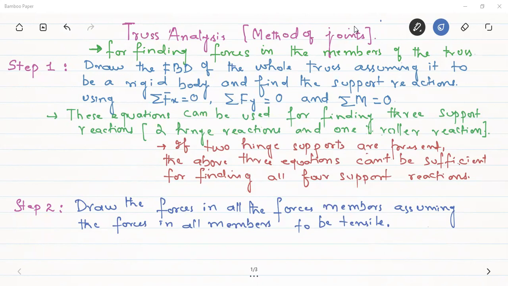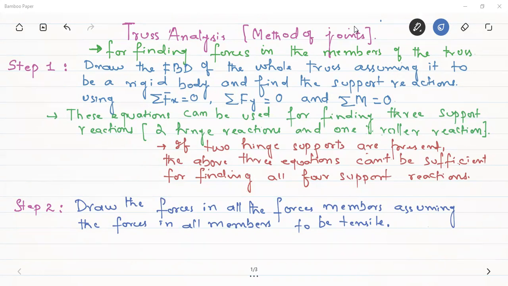So there are various steps which we have to follow while we are using the method of joints. Step number one, draw the free body diagram of the whole truss, assuming it to be a rigid body. We will assume that the whole truss is a rigid body, and we can find the support reactions using the equilibrium equations: summation of the forces in the x direction to be 0, similarly the summation of the forces in the y direction to be 0, and summation of the moments about any point to be 0. So these three equations give us the conditions of equilibrium for a planar rigid body.